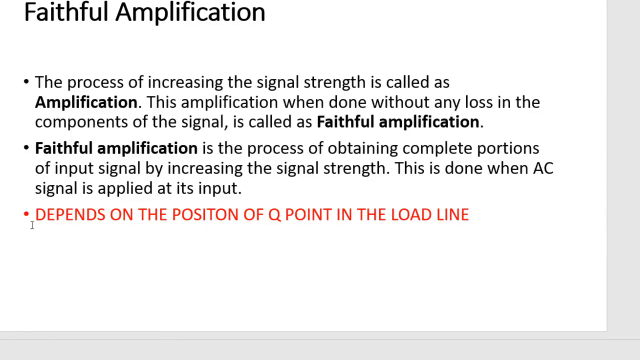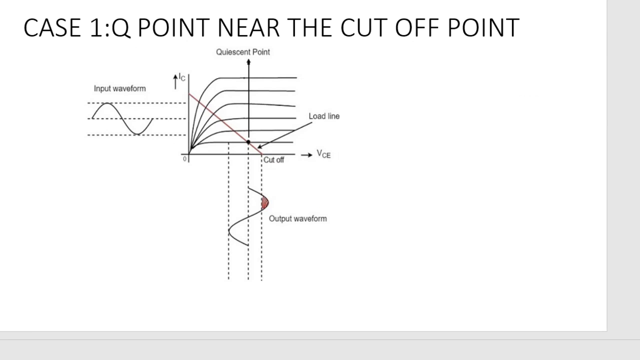As I said, it depends on the position of the Q point on the load line. So we will consider 3 cases. We consider 3 different positions of the Q point, and we will analyze what happens to the input signal if we select 3 different points on the load line. The first case is when the point is selected near the cutoff point. So this is the cutoff point of the transistor. I want all of you to draw these diagrams.